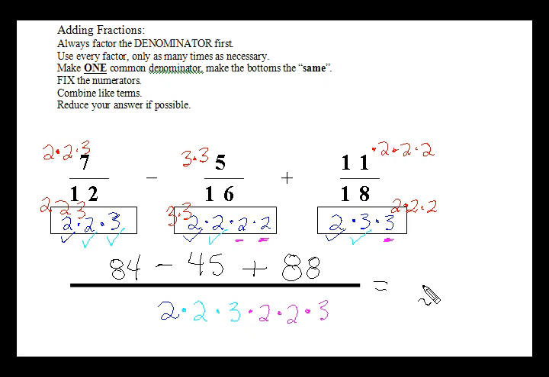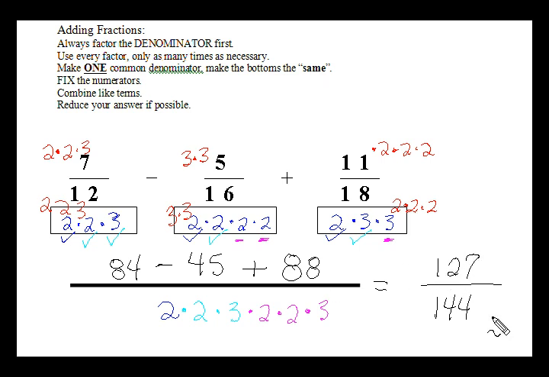So let's see what this answer is going to be. 2 times 2 is 4, times 3 is 12, so this pink stuff is 12. 2 times 2 is 4 times 3 is 12, so the blue stuff's 12. 12 times 12 is 144. 84, take away 45, and then add 88. So 84 minus 45 is 39. 39 plus 88 is 127.